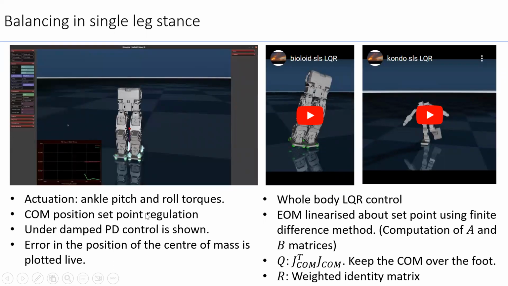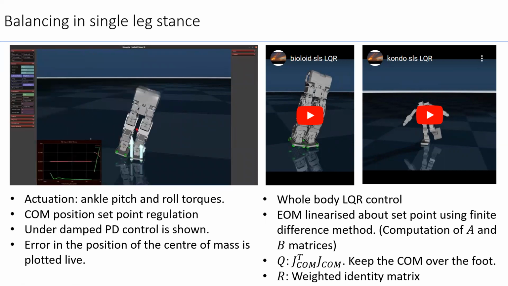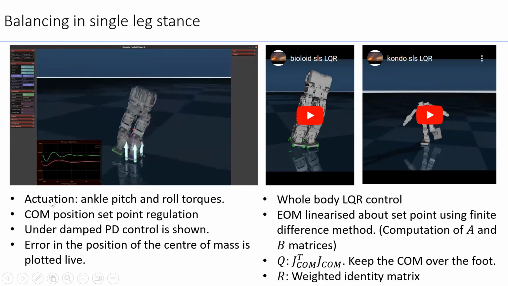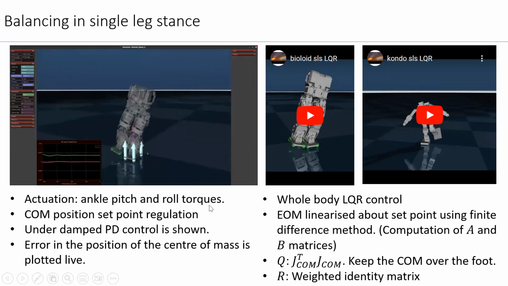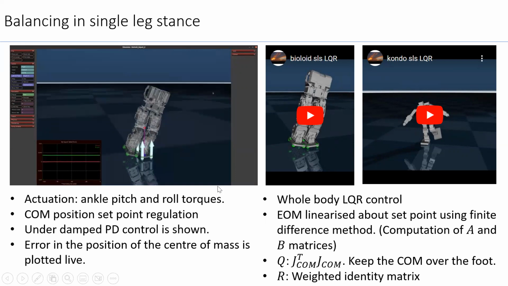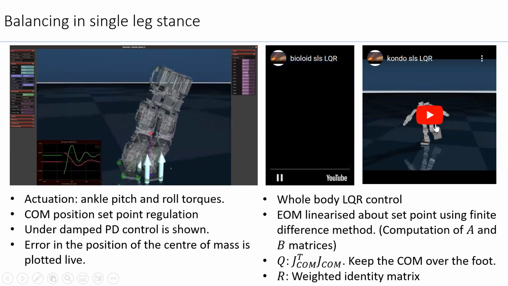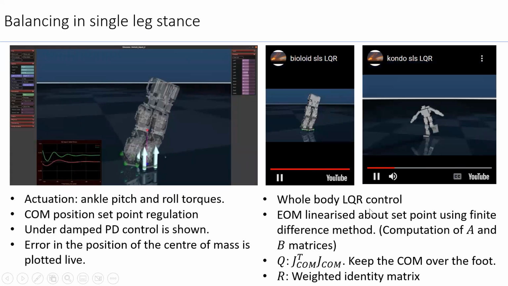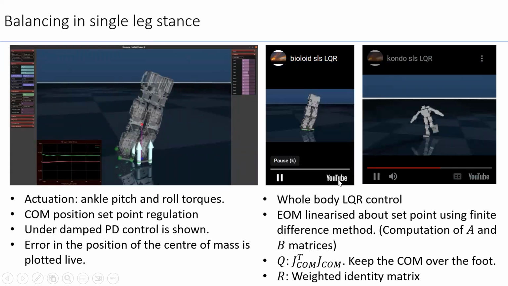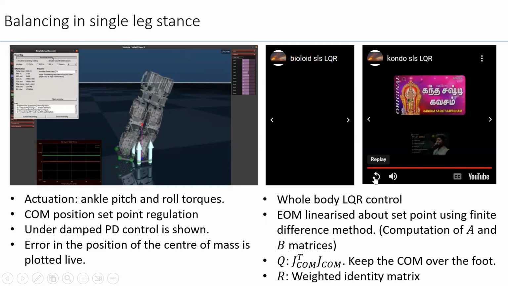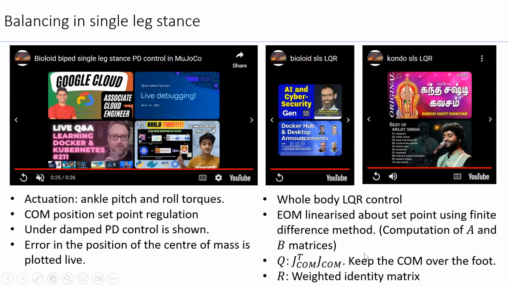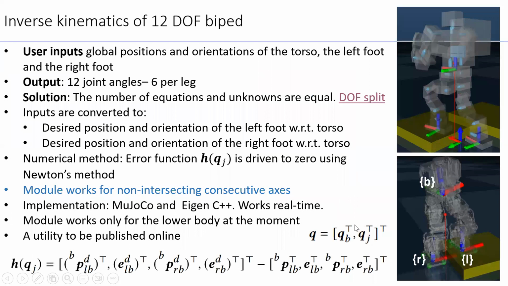Here is a simulation of biped balancing on one leg. The inputs to the actuators are torques, which is not practically possible. However, we can do this in simulation. We have also implemented LQR control. I have also simulated LQR control here. Let us move towards more important things.